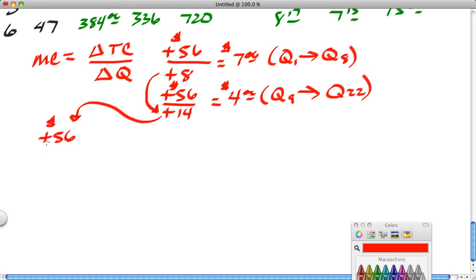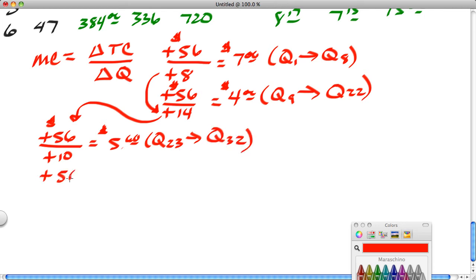We add 56 to our cost, but we add what? 10 units to our output rate. We go from 22 to 32. Those units each add what? $5.60 to our cost, which is referring to units 23 through what? Through 32.